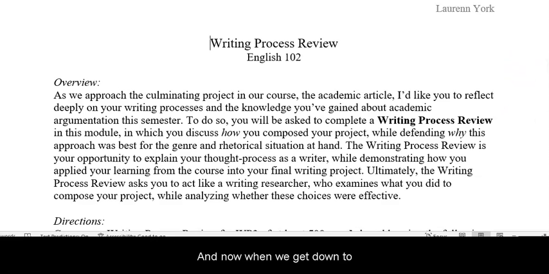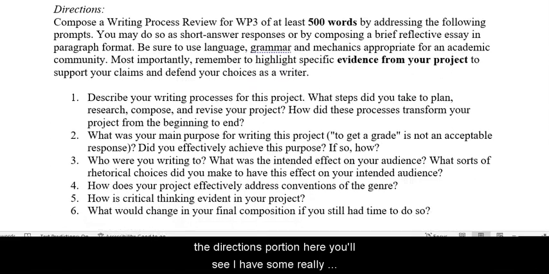And now when we get down to the directions portion here, you'll see I have some really specific guidelines on how I'm asking you to compose a writing process review. And so specifically, as you begin writing your academic article in this module, I want you to be mindful of this assignment because it's asking you to think critically about what you did to make your project. And so to write that, you'll compose 500 words at minimum in which you're responding to these 6 prompts that I have here. And now you'll see that you can do so as short answer responses if you prefer that, or you could even compose a brief reflective essay where you have formal paragraphs.